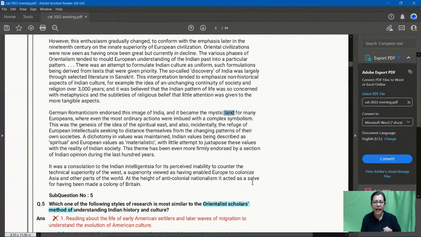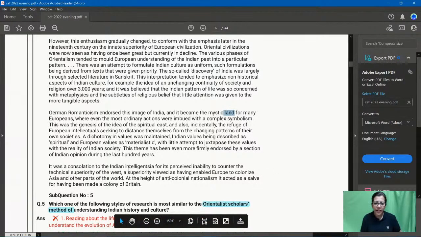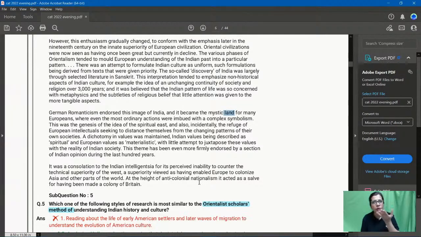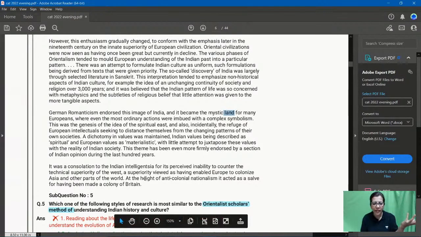The last paragraph, I never ever leave the last paragraph. It was a consolation to the Indian intelligentsia. Intelligentsia, अच्छा, जो intelligent group होता है, जो you know literati होता है, fine.